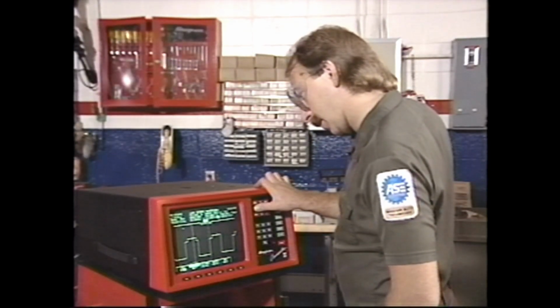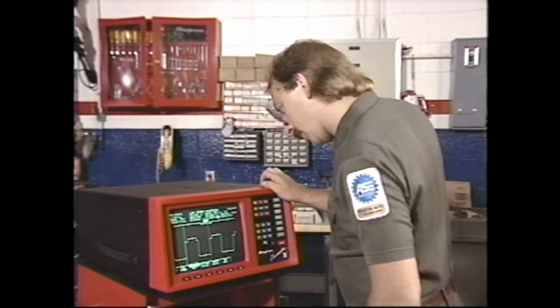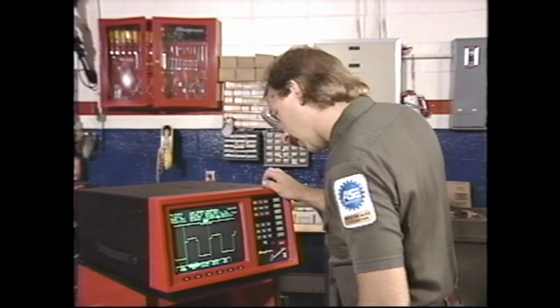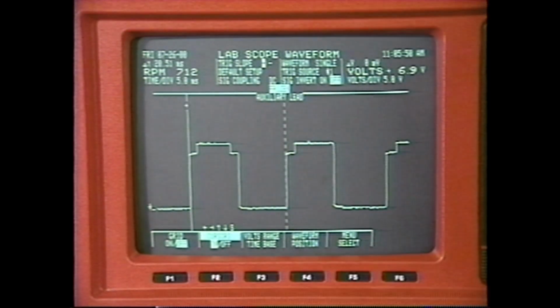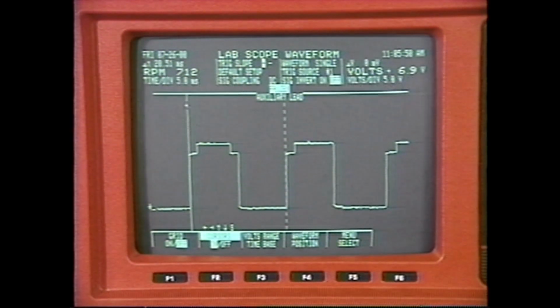To verify that spark advance is occurring as it should, use the cursors to measure the width of one pulse period from the leading edge to leading edge in milliseconds. Then divide the time measurement by the number of degrees in one ignition interval. This gives you the number of milliseconds in each degree.